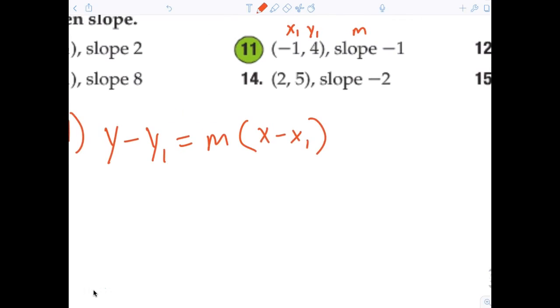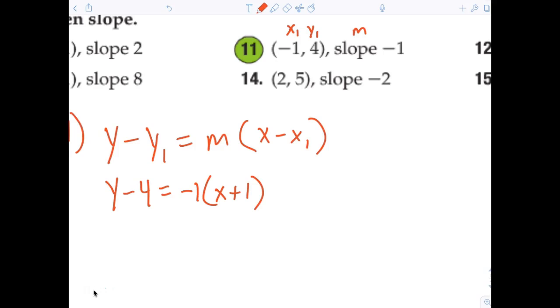Y minus 4 equals negative 1 times x minus the plus 1. There you go, girl. Good, good, good.